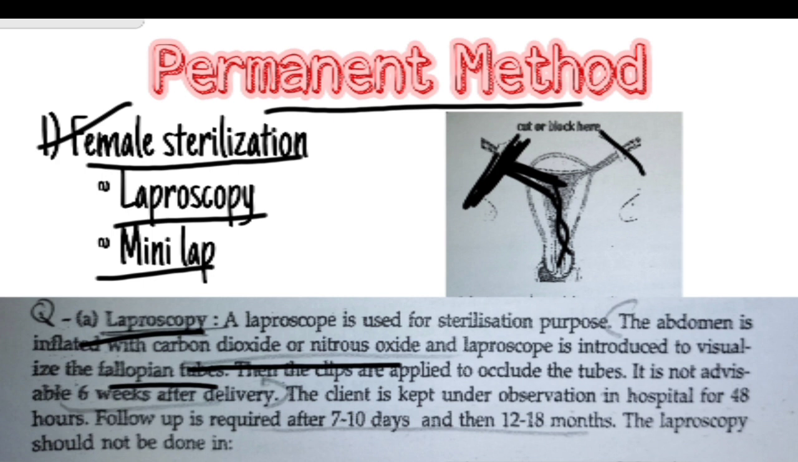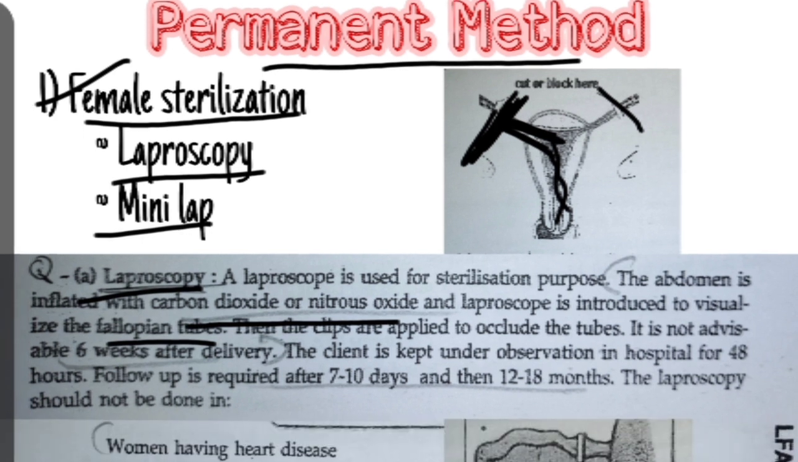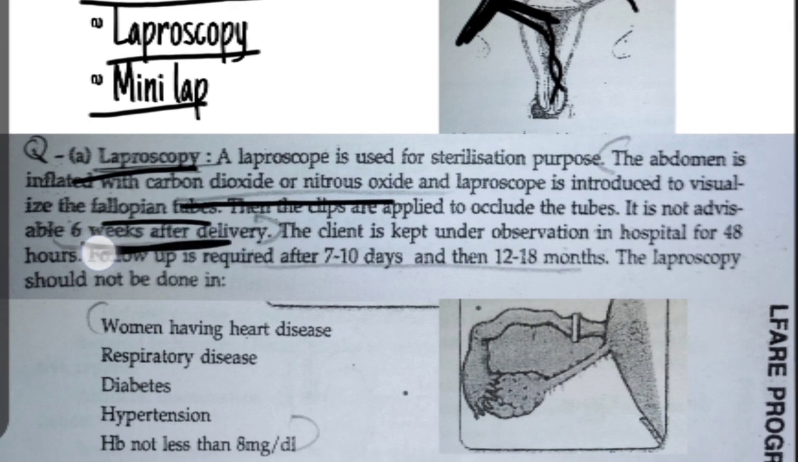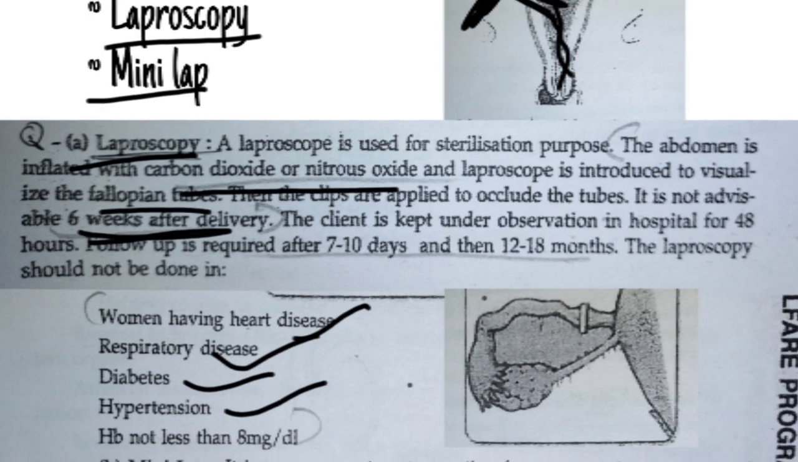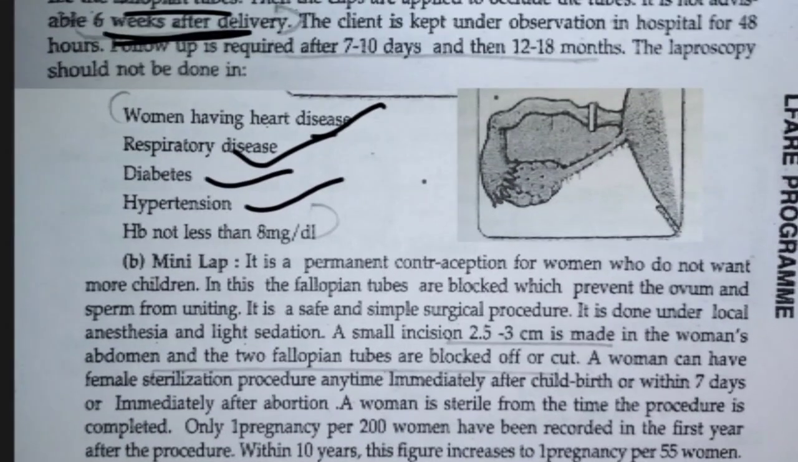This laparoscopy has some restrictions: after delivery, for 6 weeks the woman is not allowed to undergo laparoscopy. Apart from this, a woman who has a heart problem, respiratory system problems, diabetes or hypertension, or a blood level less than 8 mg/dL, is not allowed to undergo this laparoscopy. Next we have mini lap.